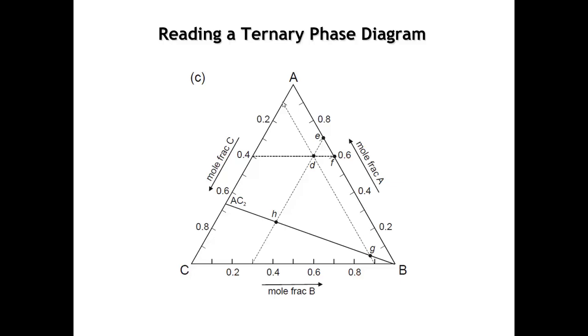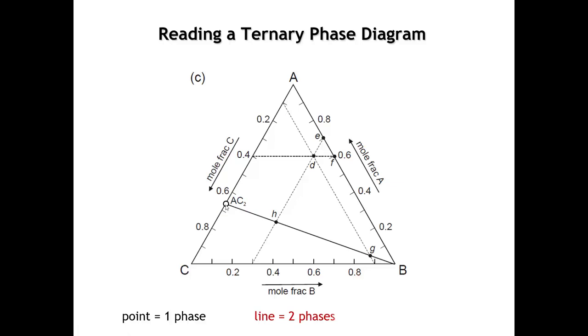We could be at a specific point. So here, in addition to the vertices, right, A, B, and C, we have one special point. And that's right here, the binary compound AC2. So if we happen to be right on this point, the only phase present is AC2.